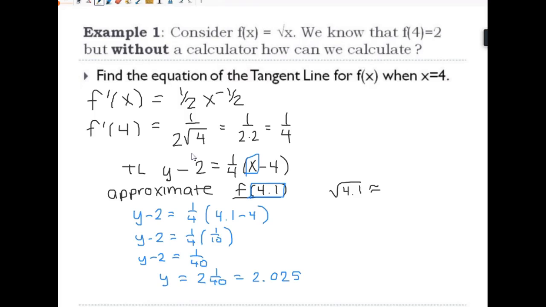Is a square root function concave up or concave down? So if you were to think about the original square root, do you consider that graph concave up or concave down? Yeah, it's increasing, concave down. So an increasing concave down function tells me that my approximation is an overestimate.